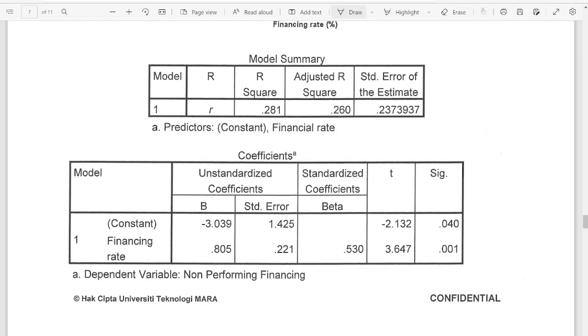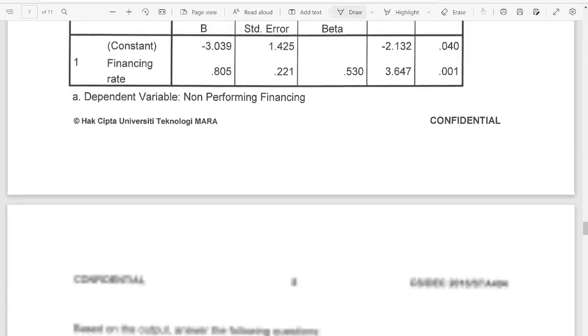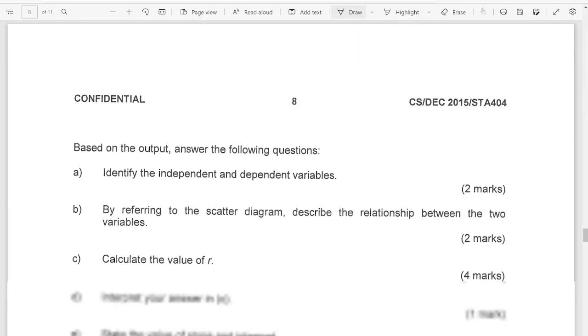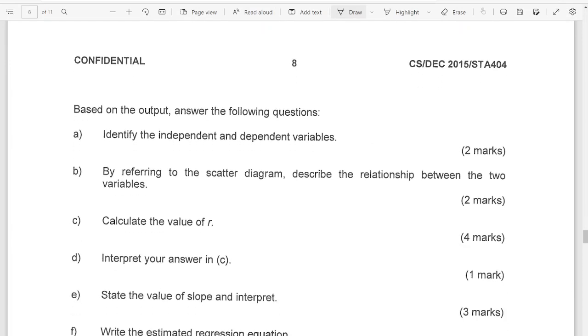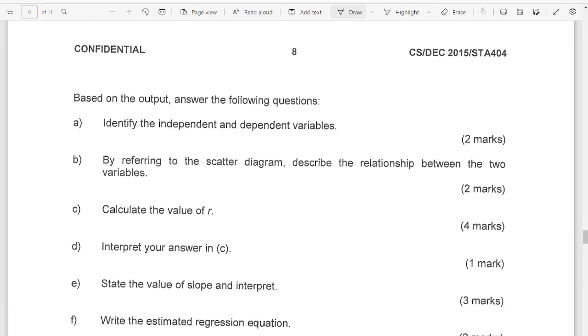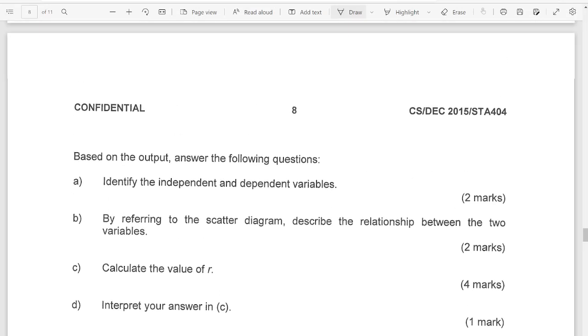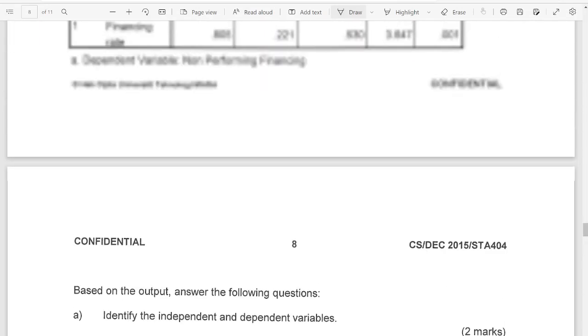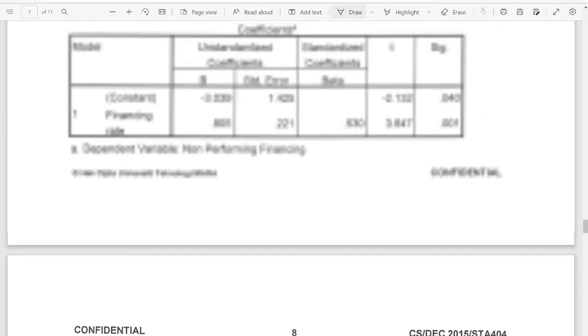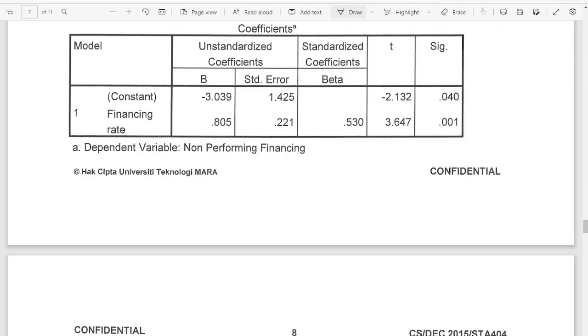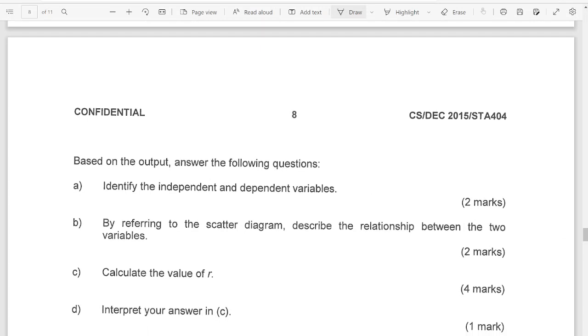The dependent variable is non-performing financing. So that means the financing rate will be the independent variable, right? So the question asks you, based on the output, answer the following question. The first thing is to identify the independent and dependent variable. So this is specifically dah diberi pun dalam output tu kan. So dah bagi tahu dah kat situ. Non-performing financing is dependent variable. So that means financing rate will be the independent variable. So you boleh tulis kat sini lah.